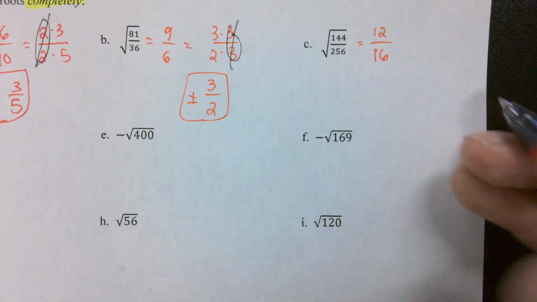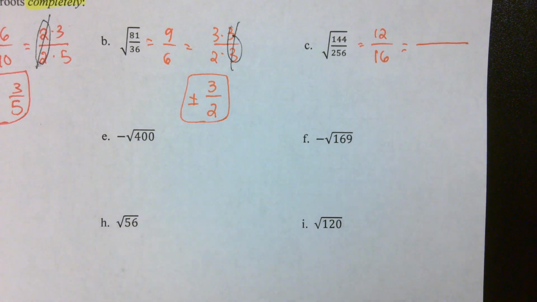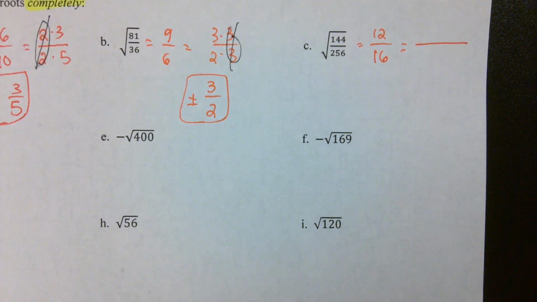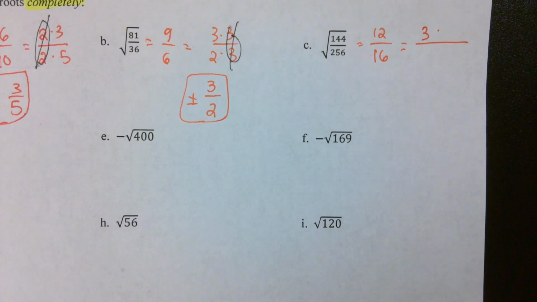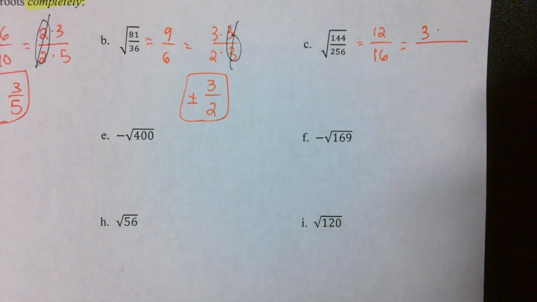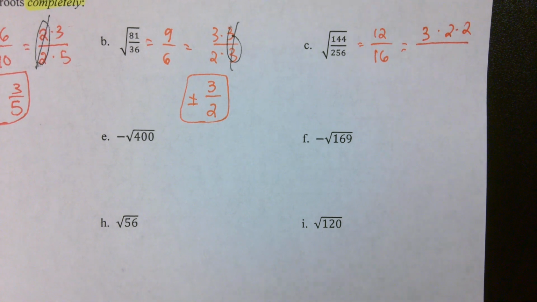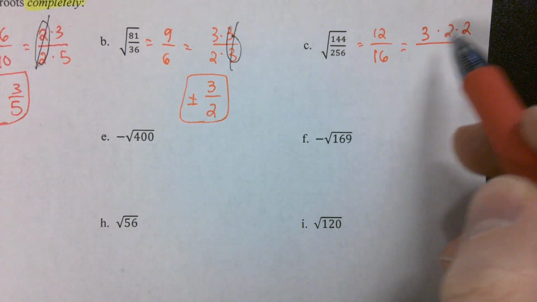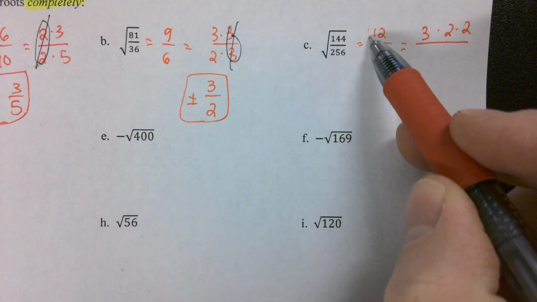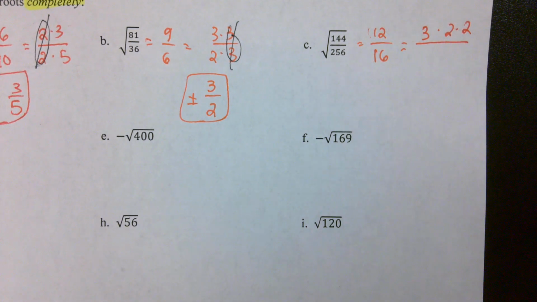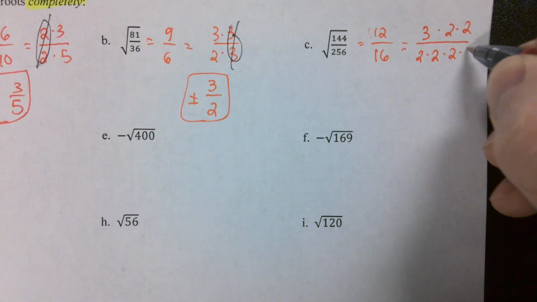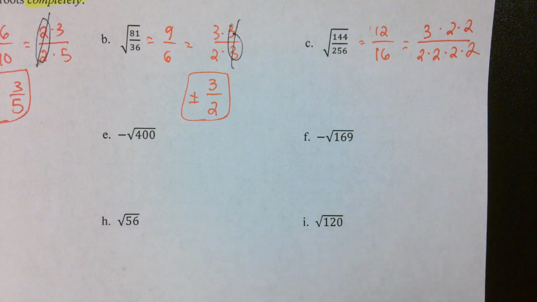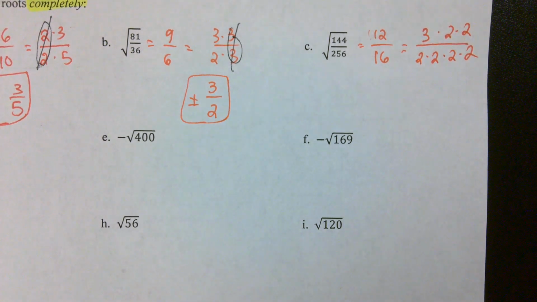So I'm going to break up 12 and 16. Well, 12, what two numbers multiply to give me 12? 4 times 3. Okay. How can I break up 4? 2 times 2. So 3 times 2 times 2 gives me 12. What two numbers multiply to give me 16? 4 times 4. And I know that 4 is 2 times 2. So I'm going to have 2 times 2 times 2 times 2.